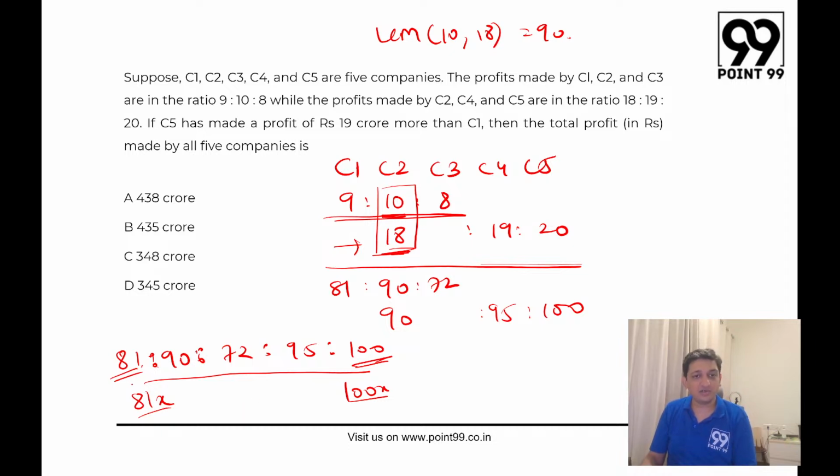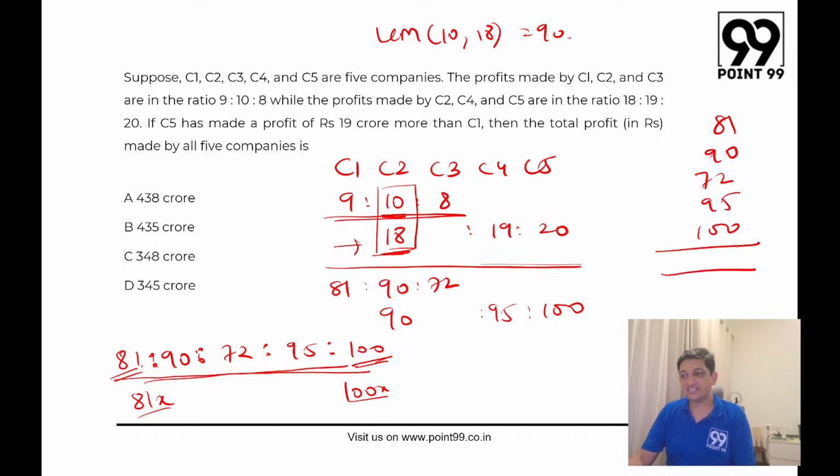If x is equal to 1 crore, then if I add all their profits, what will I get? I just have to do 81 plus 90 plus 72 plus 95 plus 100. Now you can do it in a lot of ways, you can also do normal addition. So if you do 10 plus 9, 190, 190 plus 70 is 260, 260 plus 90 is 350 plus 8 is 430. So 430 something, 431 plus 2, 433 plus 5, 438. The correct answer here is option A, that is 438.